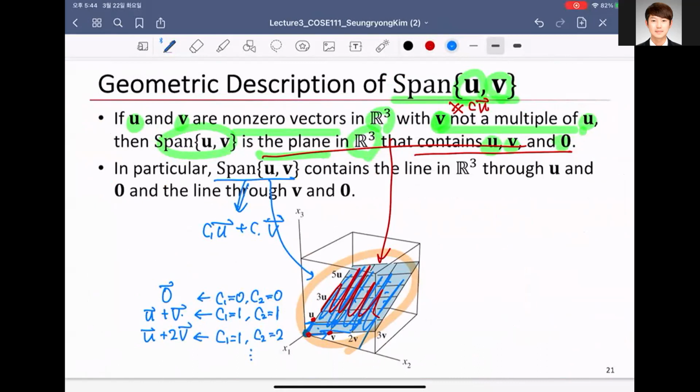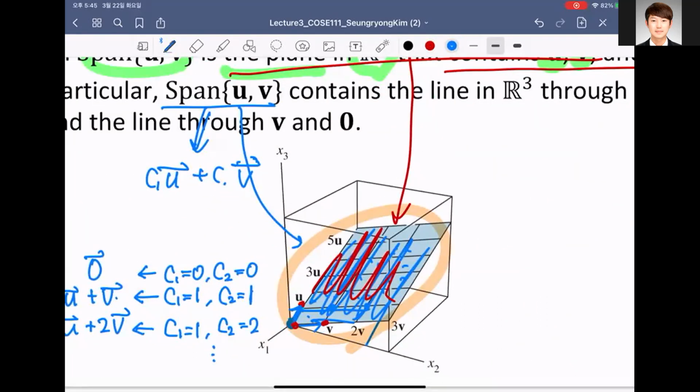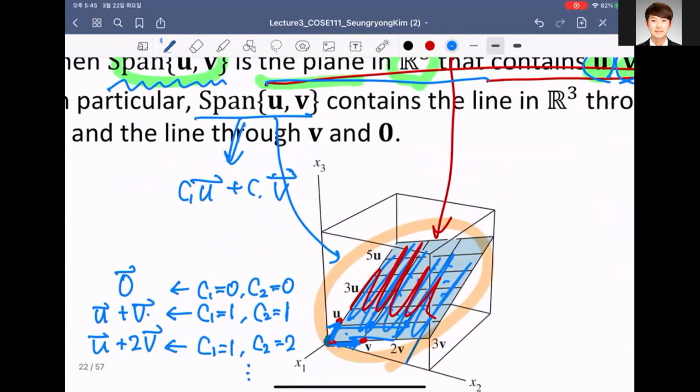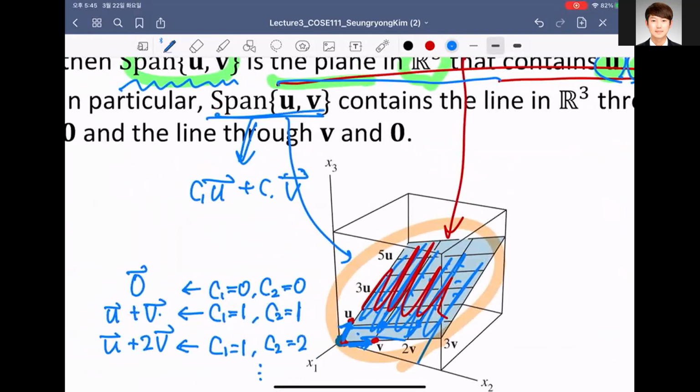Let's suppose that we have a vector u and v in the R3 space. Then u and v is just a vector in the R3 space, so it's going to be an arrow here. Then span u, v is just the plane that contains u, v, 0. Why? We already discussed this later. The definition of the span was a linear combination of u and v. So c1 u plus c2 v.